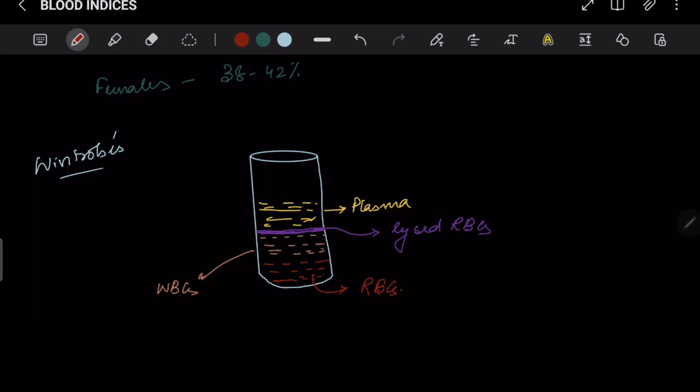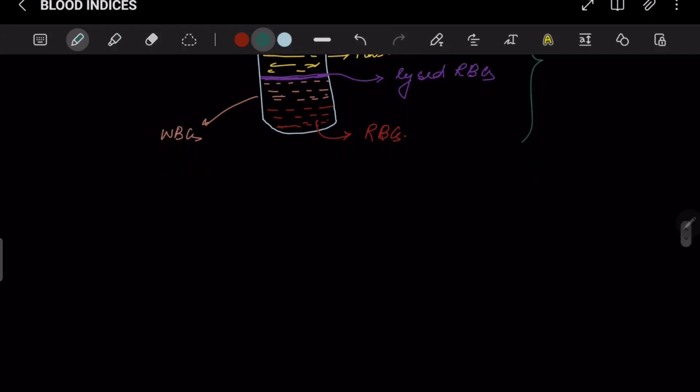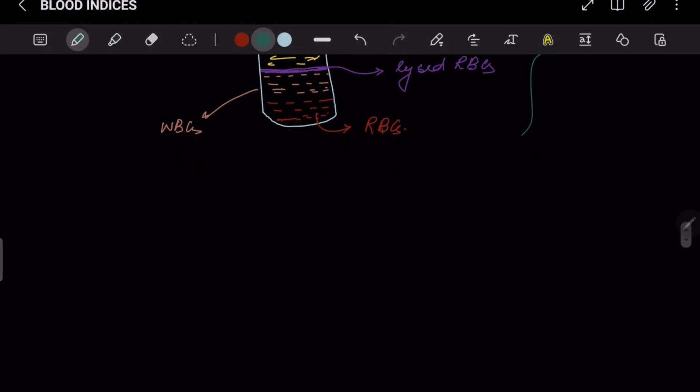Right. Now, what is the significance of PCV? It is also forming a layer. The ESR was also forming a layer between the plasma and RBC. But what is the actual difference between these two is we get four different layers in case of PCV, which is not obtained in case of ESR, and that is why PCV becomes more clinically significant.